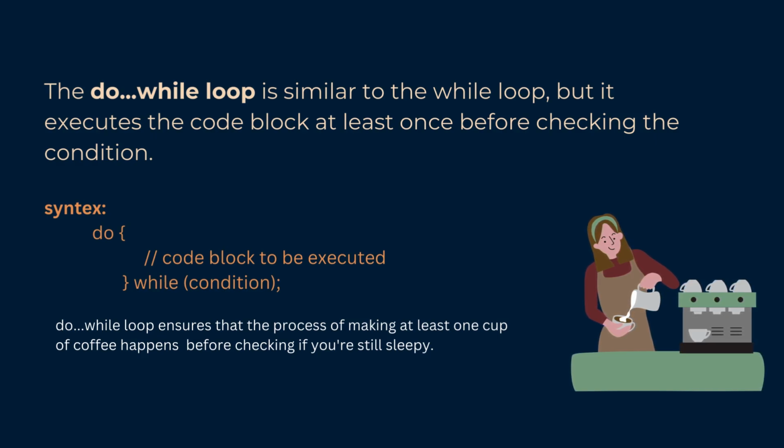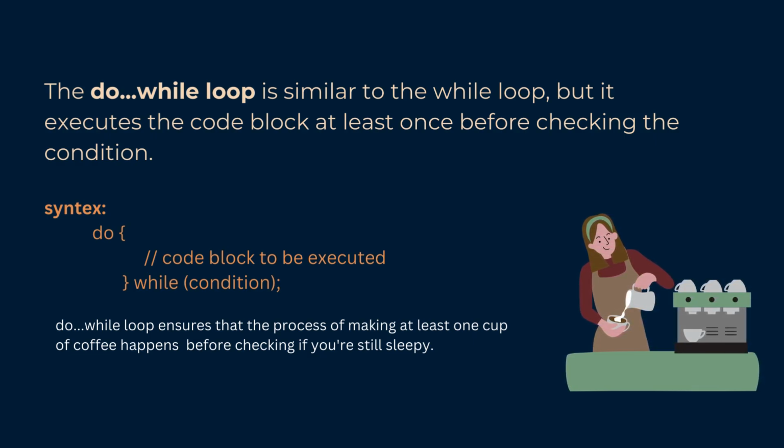This is how the do-while loop ensures that the process of making at least one cup of coffee happens before checking if you're still sleepy, reflecting a real-life scenario of ensuring a minimum action before evaluation.